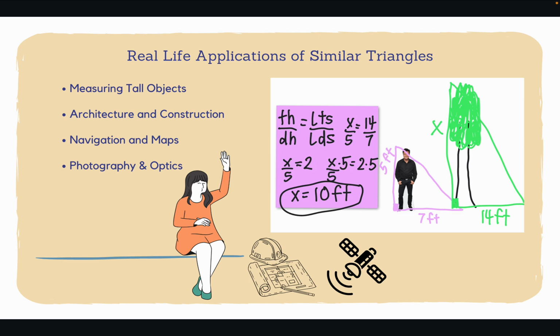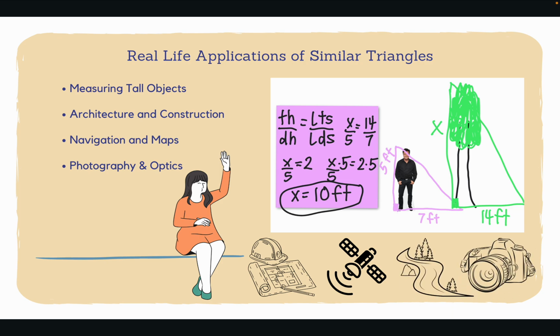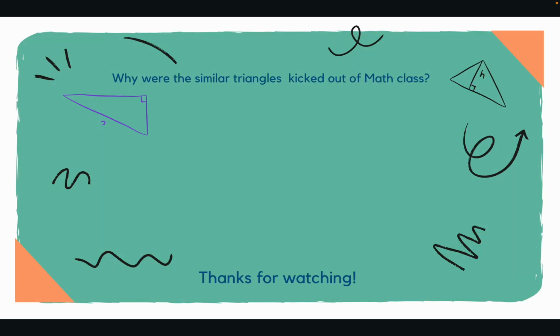Cartographers also use similar triangles to measure distances and to survey things like rivers and the distance across from them. In the fields of photography and optics, very fancy lenses that are able to zoom in and zoom out with precision use similar triangles in their design.